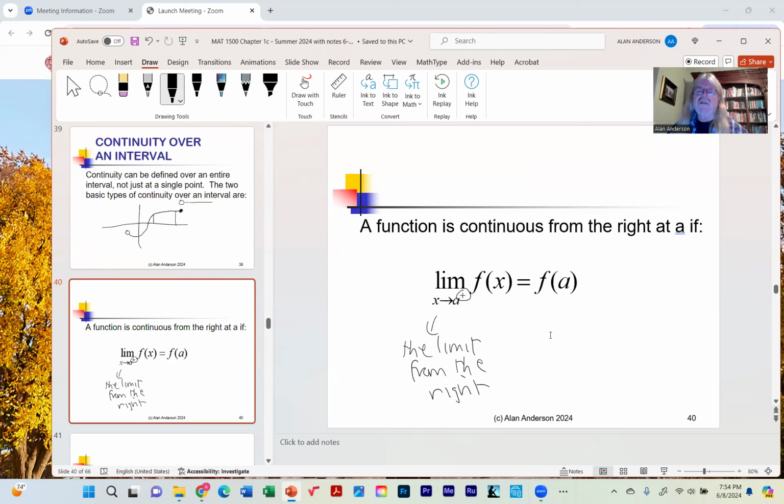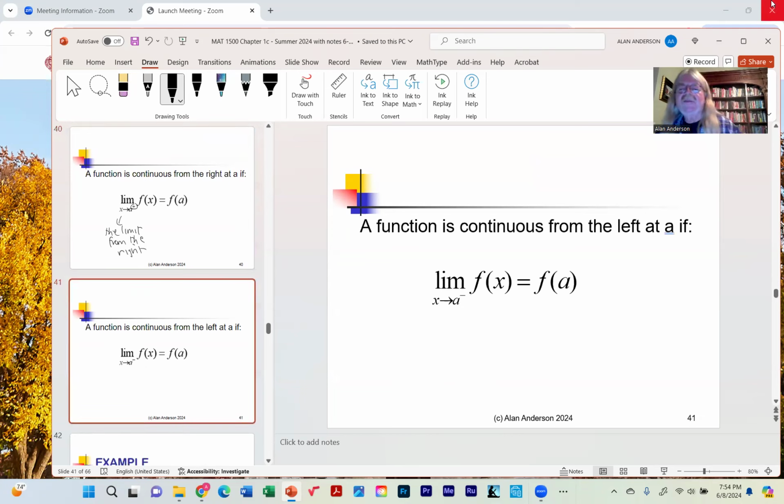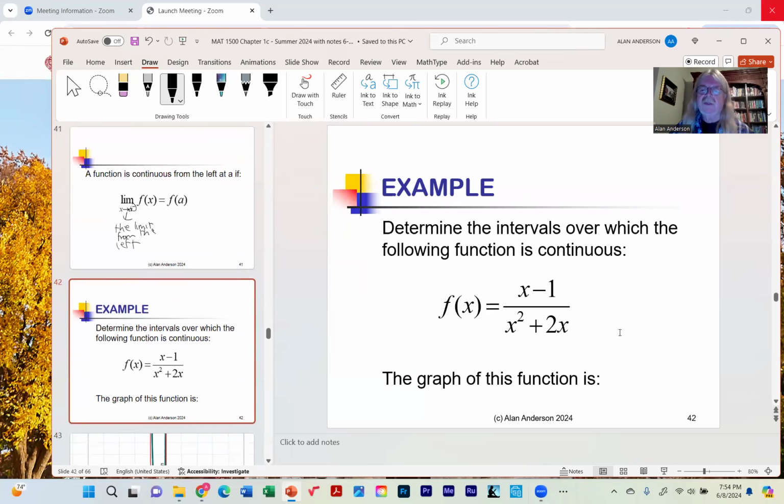So let's see an example of this. Oh, well, here it is. All right, first, let's see if it's continuous from the left, if the limit from the left equals f of a. All right, now we need some examples. So here, now I've already done this graph in Symbolab for you. And you can see that x cannot be 0 because otherwise we'll have division by 0.